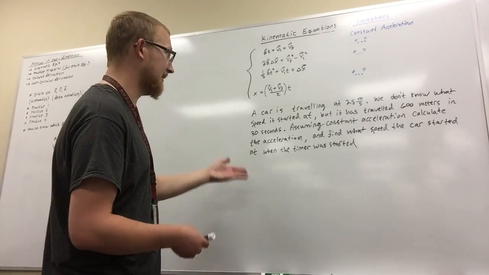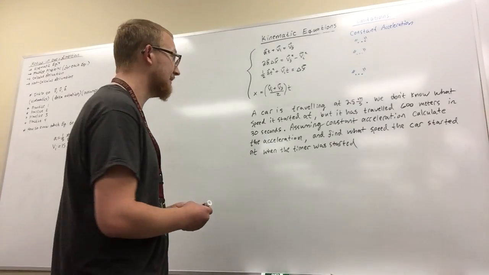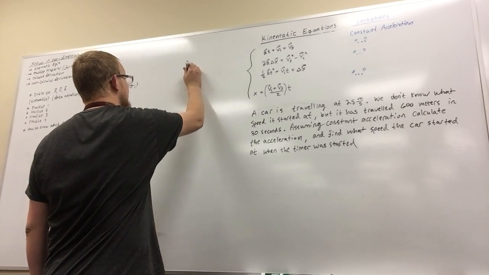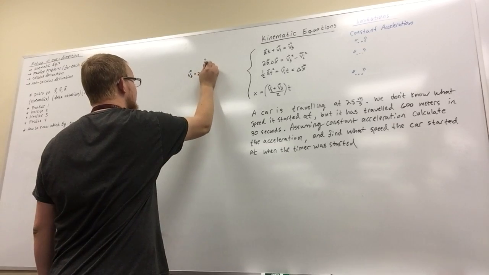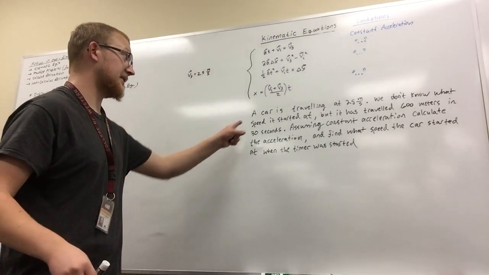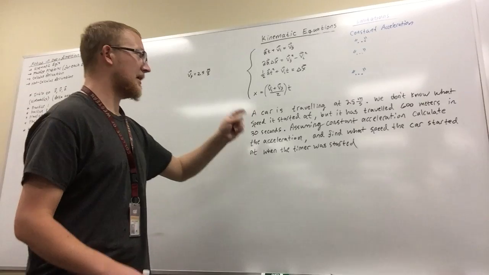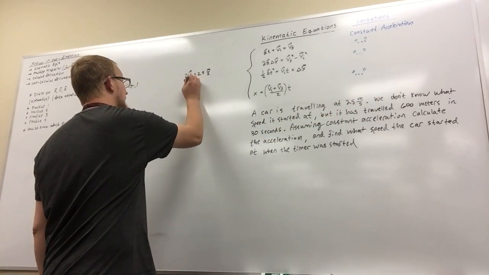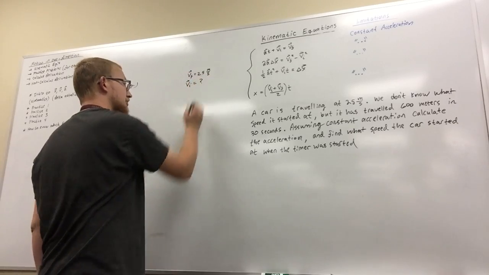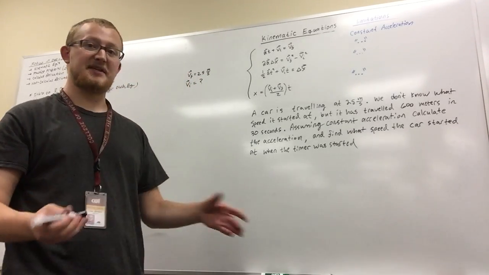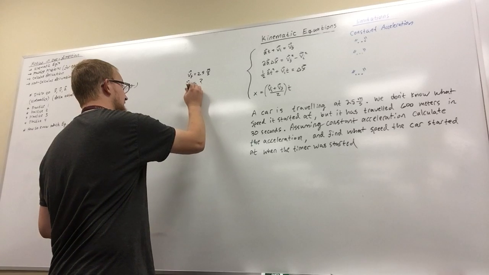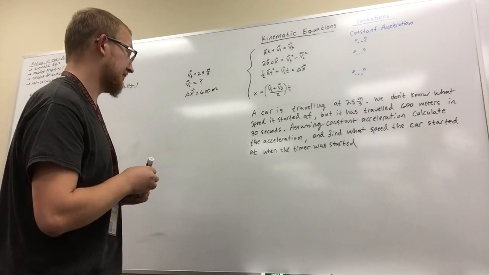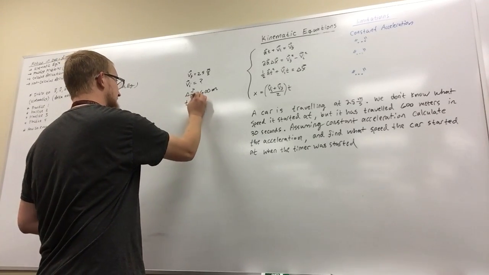So reading this problem again, a car is traveling at 25 meters per second. So we know that its velocity final is 25 meters per second. I'm sorry, we don't necessarily know that that's v final until the next statement. We don't know what speed it started at. So that means that v initial is a big question mark. But it has traveled 600 meters, so that means that delta x is 600 meters in 30 seconds, so time is 30 seconds.